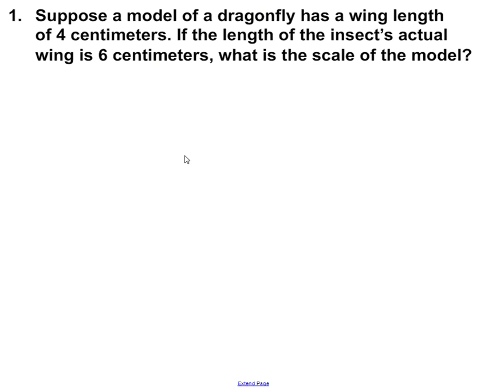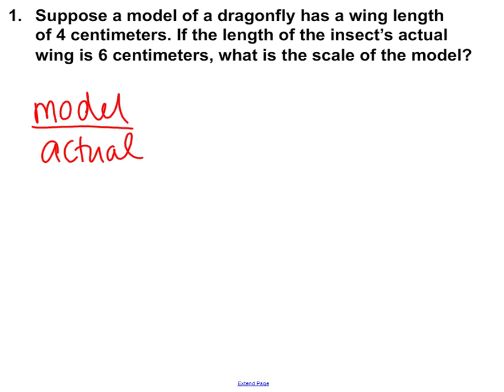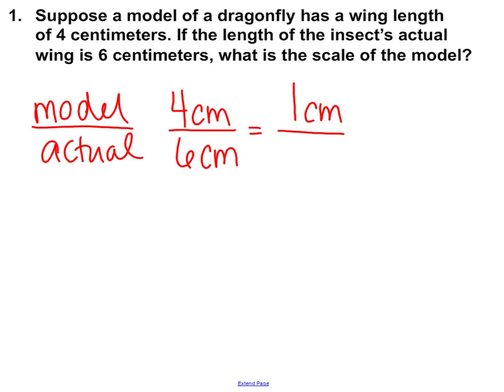So I'm going to start with my first example. It says, suppose a model of a dragonfly has a wing length of 4 centimeters. If the length of the insect's actual wing is 6 centimeters, what is the scale of the model? So the first thing we're going to do is set up a ratio of the model over the actual. So I'm going to set up 4 centimeters over 6 centimeters. And our goal is to find out how much does 1 centimeter actually equal. So we're going to put an x down here.